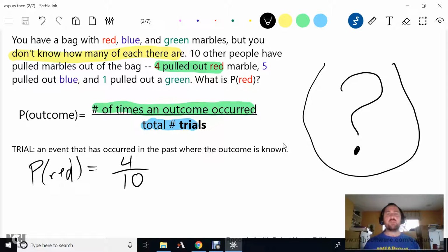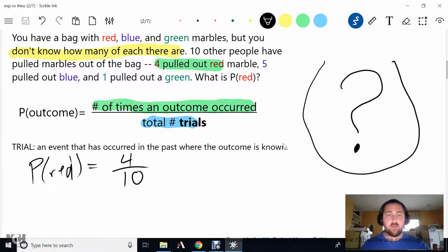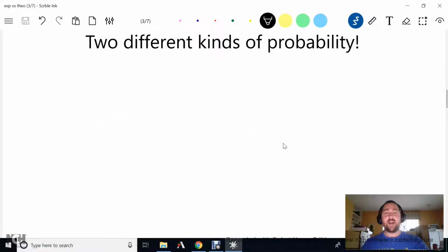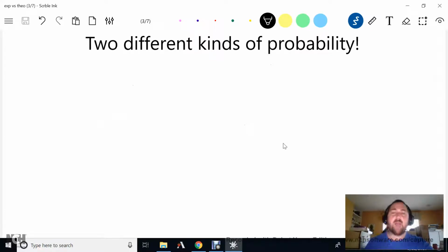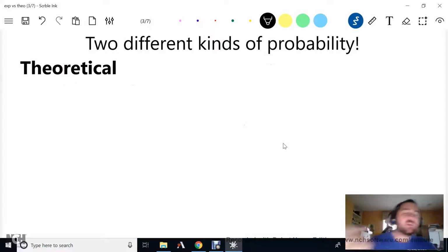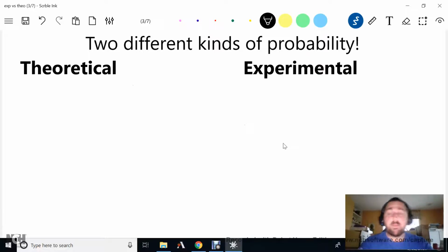There are two different types of probability, or two kinds of probability. We've named these things and they have different characteristics and different formulas. So let's do a quick comparison. The first kind is called theoretical probability. It is a probability based on what we think will happen, looking at a situation. On the flip side of that is experimental probability. It is a probability based on things that have happened in the past, okay?